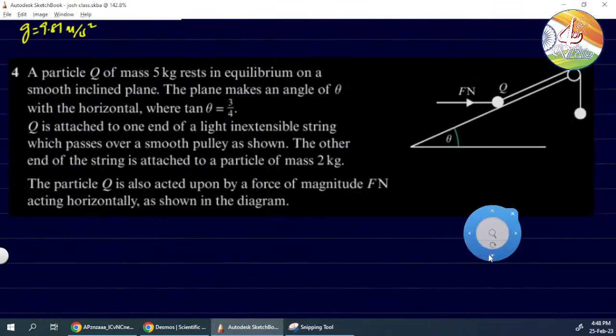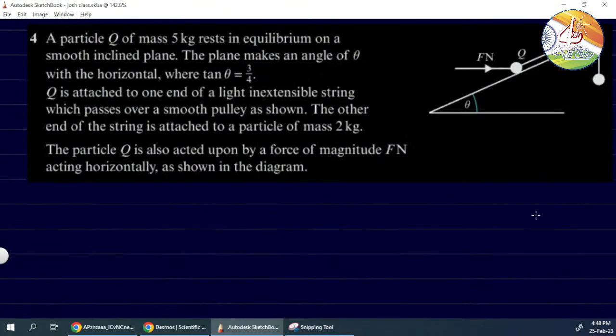Okay, so particle Q of mass 5 kgs. So 5 kg means this should act downwards. How much? 5 kgs means the force we need to take now, the weight, will be 5 into g. Again, g value is 9.81 meter per second square. Rest on the smooth inclined plane.